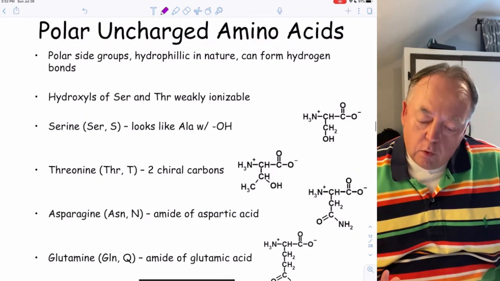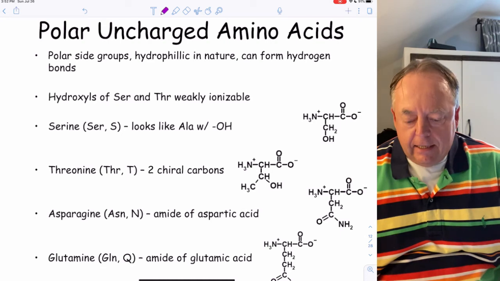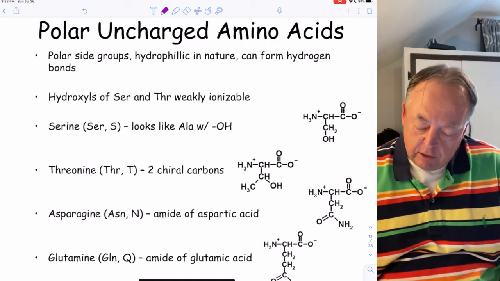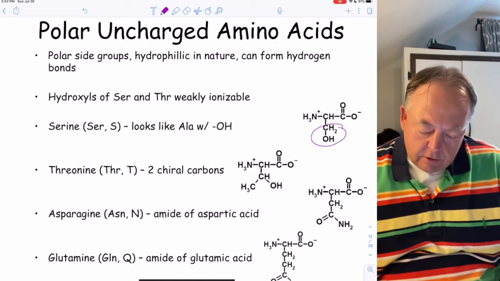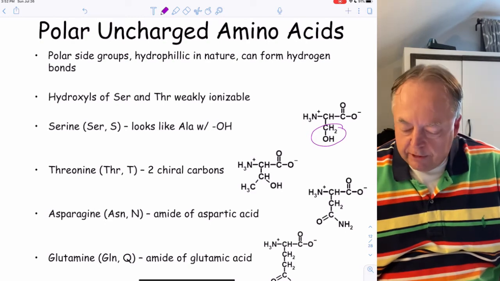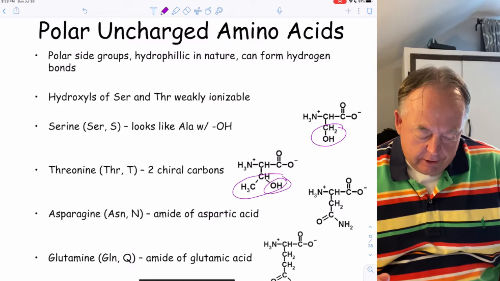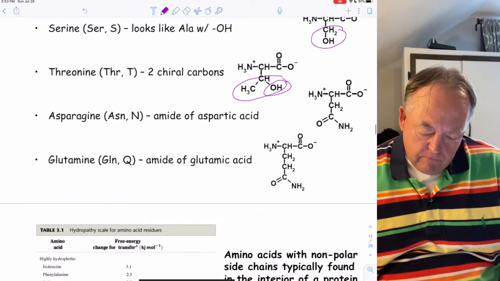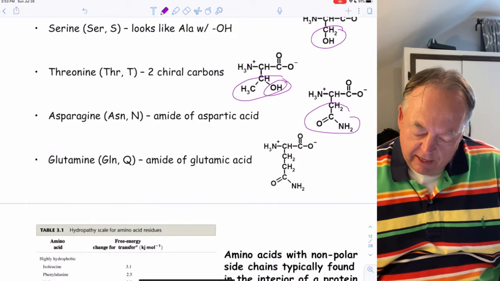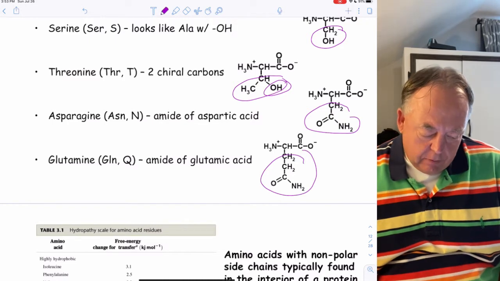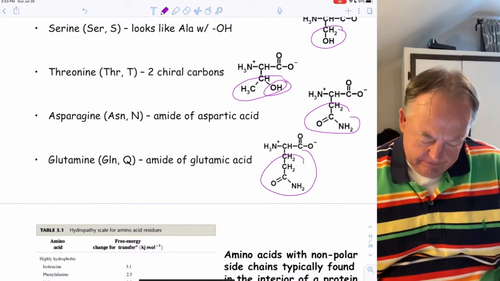And then you have some polar side chains that are not ionizable at physiological pH. So that would be serine with the CH2OH, so an alcohol side chain. So there's two with an alcohol side chain, serine and threonine. Or a couple of amide side chains, asparagine and glutamine.